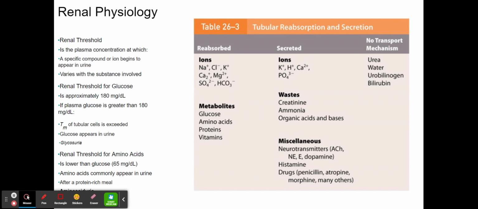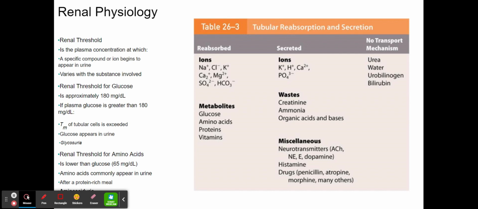The transport maximum thus determines the renal threshold, the plasma concentration at which a specific substance or an ion begins to appear in the urine. The renal threshold varies with the substance involved. The renal threshold for glucose is approximately 180 milligrams per deciliter. When plasma glucose concentrations exceed that 180 milligrams per deciliter, glucose appears in the urine. This condition is called glycosuria or glucosuria.